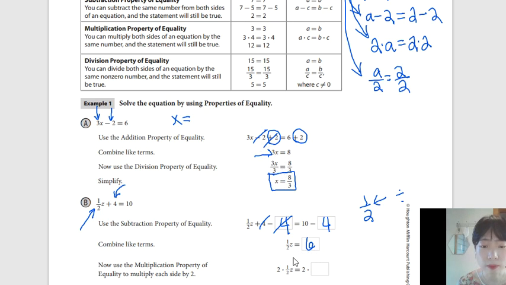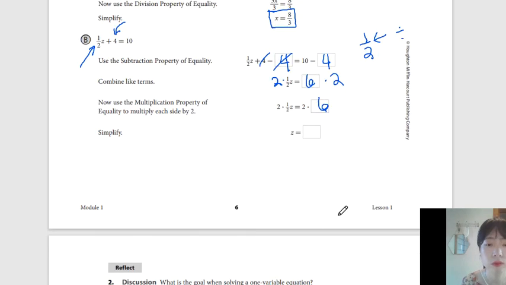So instead of dividing by 2, you're going to multiply by 2. You're going to do the opposite. So 2 times 1 over 2 z is just 1z. 2 divided by 2 is 1. Any number divided by itself is 1. Remember that? Is equal to 2 times 6. So z is equal to, 1z is equal to 2 times 6, 12.